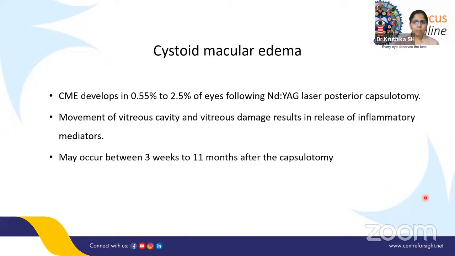The third complication is cystoid macular edema. CME develops in 0.55 to 2.5% of eyes following NDR laser posterior capsulotomy. The vitreous is considered a protective barrier between the anterior segment and the posterior segment. Why does it occur? Because of movement of the vitreous cavity, and vitreous damage results in release of inflammatory mediators. So what we should remember is that in an eye having active CME, we should defer doing an NDR laser. This may occur between 3 weeks to 11 months after the capsulotomy.